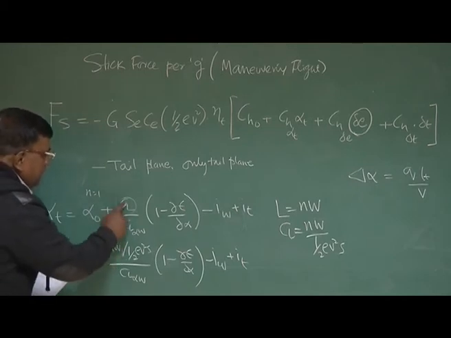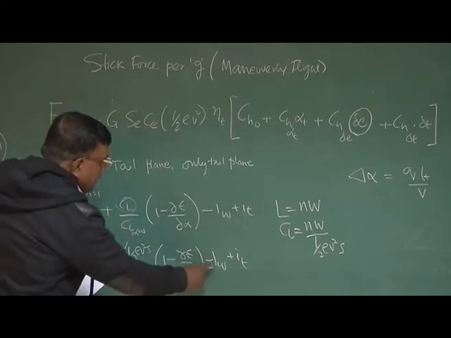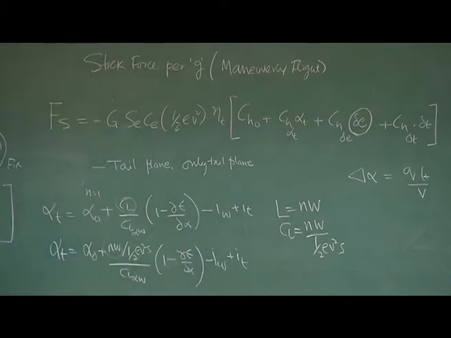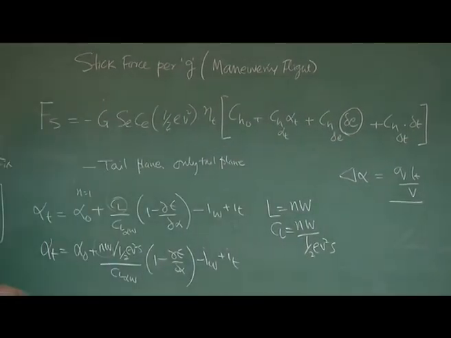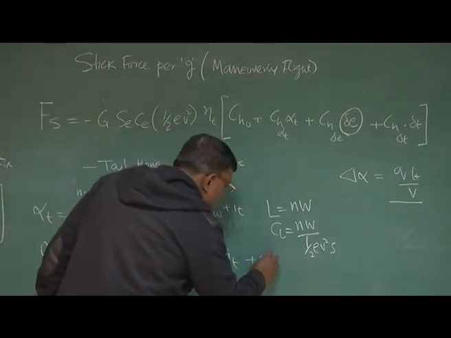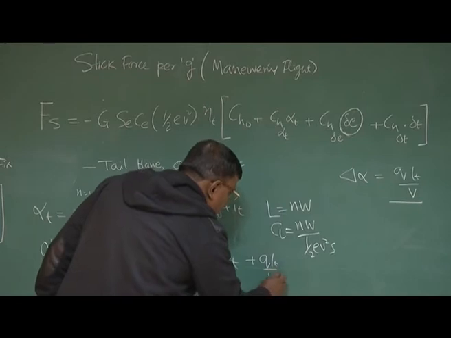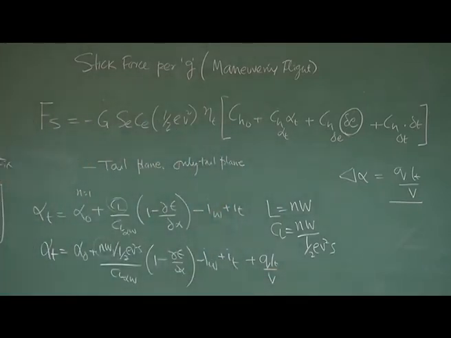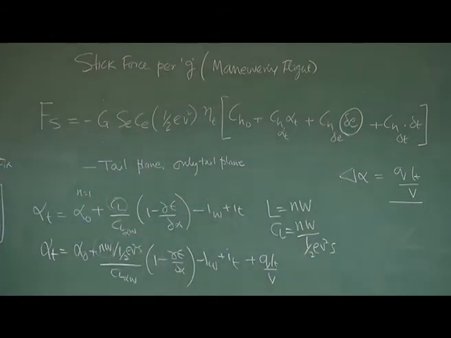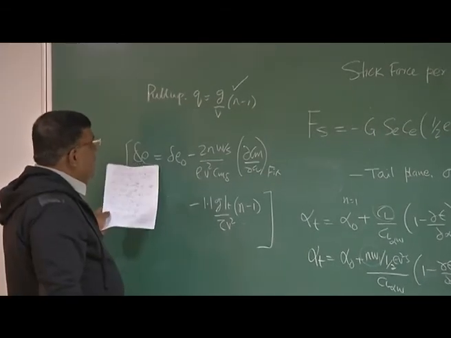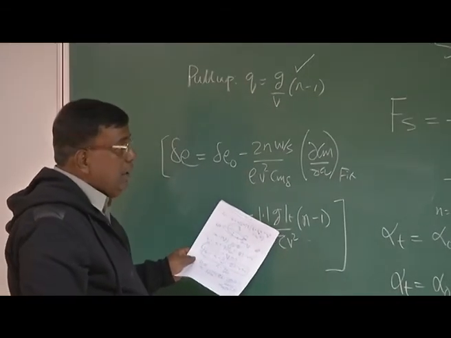So for load factor n, with CL replaced by this minus iW plus iT, what will happen? What do I have to add? I have to add this delta alpha, right? Because that is the amount by which the tail angle of attack is changing. So I'll add this as Q lT by V. Please be careful. We should be very, very clear what we are doing here. At this point, I need to know what is the delta E for a maneuver. We have already done. If it is doing a maneuver of load factor n, let's say for a pull-up case, delta E required is this. We have already done this in our earlier classes.